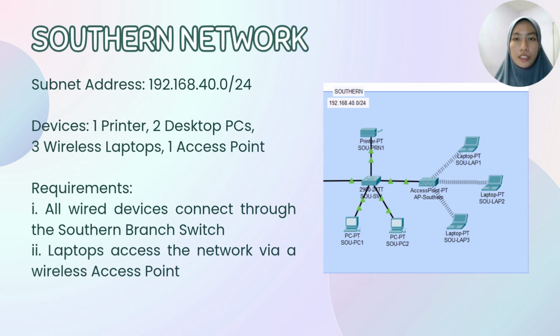So now I'm going to continue with the southern network. This LAN uses the 192.168.40.0/24 subnet and includes 2 PCs, 1 printer, and 3 wireless laptops connected through an access point. All IP addresses for the laptops are automatically assigned via DHCP. From the picture, we can see the topology of this local area network. We can see the southern switch and the access point connects to the switch to serve wireless laptops.